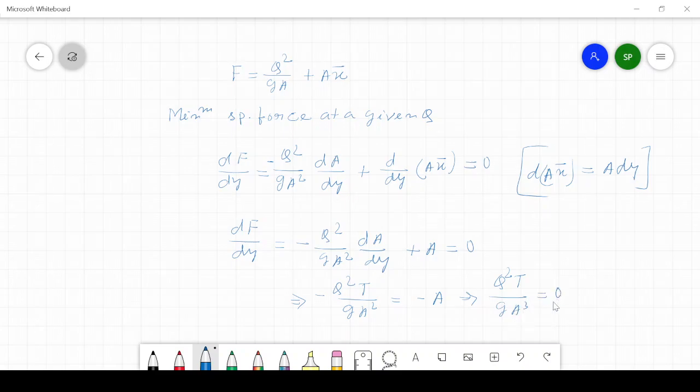So at critical flow, you will get the minimum specific energy at a given discharge. Now suppose you have to find out the maximum discharge at a given specific force. Then, like the previous one, you differentiate this expression, that means del Q by del y. Then you will again get Q square T by gA cube.